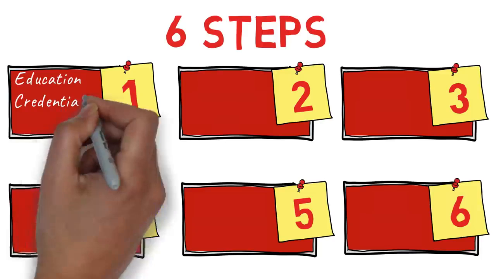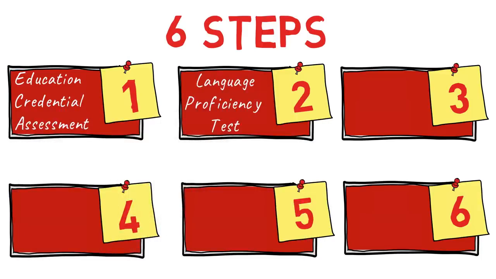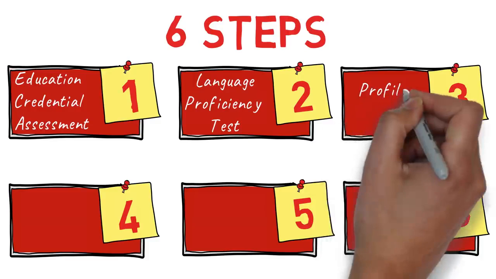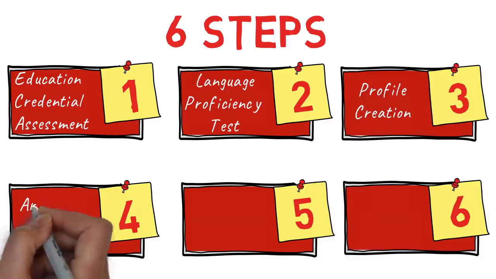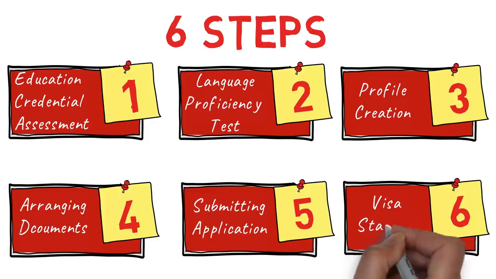The first step being education credential assessment. The second step, language proficiency test. The third one is creating the Express Entry profile. The fourth one is arranging the documents. The fifth one is submitting the application, and the last one is visa stamping.